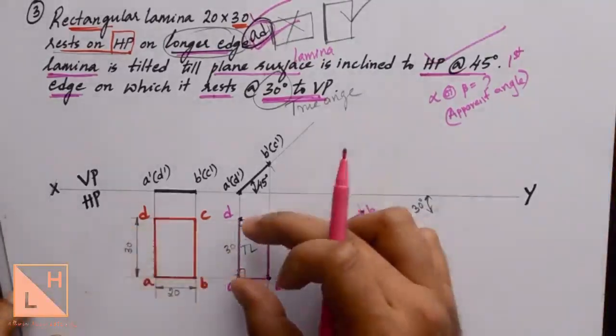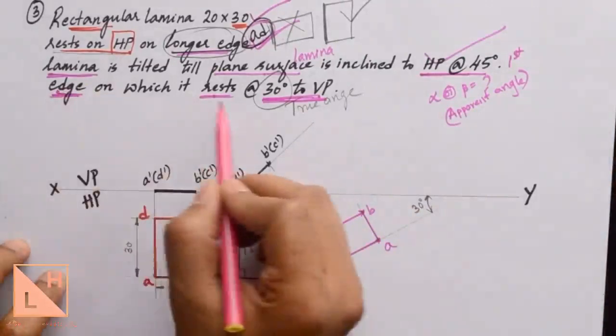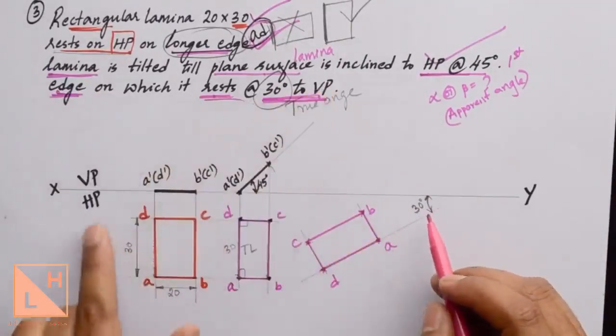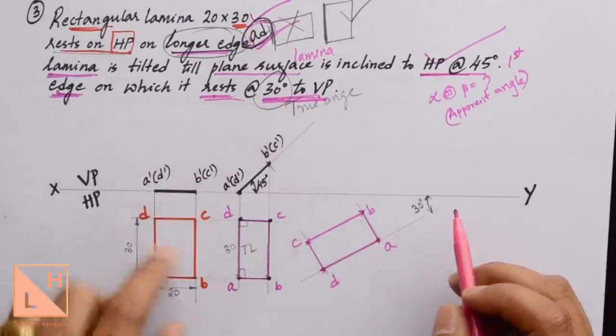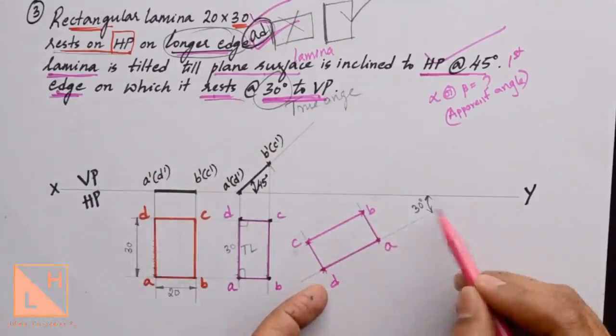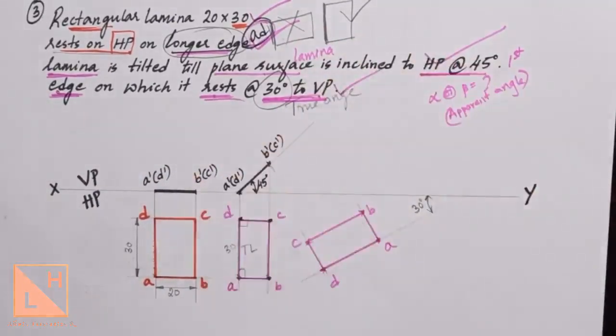So now we have shifted the second position to the third position such that the resting edge, the edge on which it rests, is inclined at 30 degrees to VP. Angle VP will be visible in the opposite plane, that is HP. So we have rotated this such that the AD edge is at an angle of 30 degrees. Now we have done with all the data and given conditions.